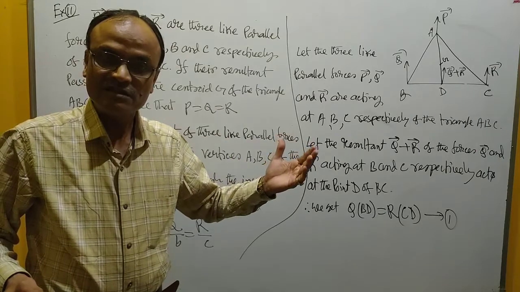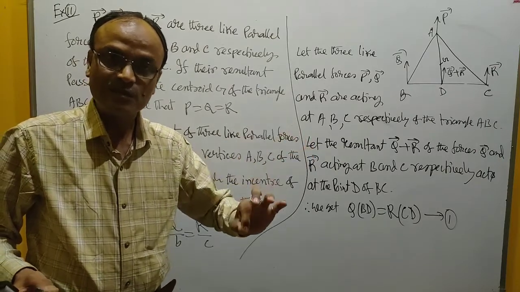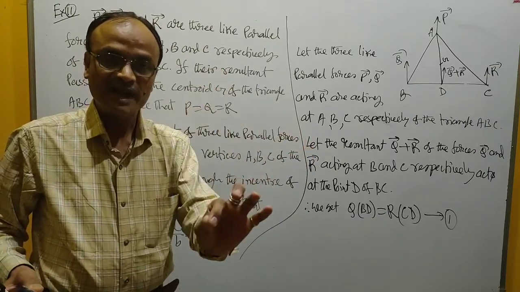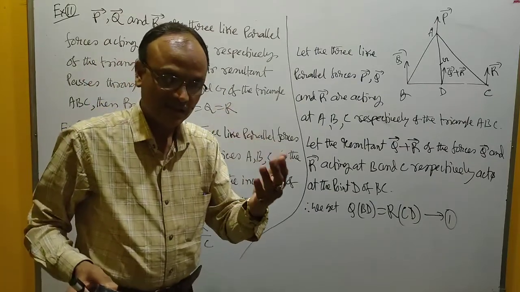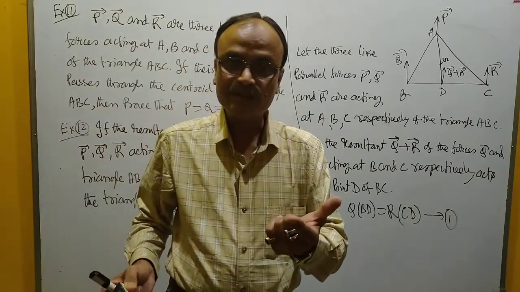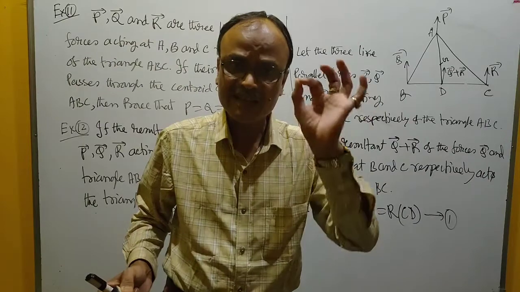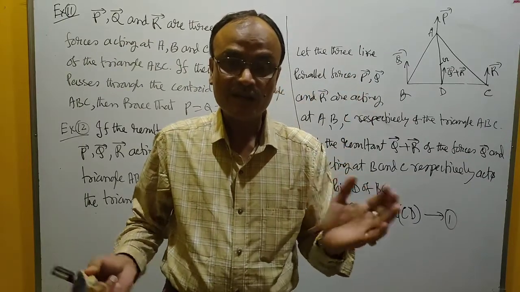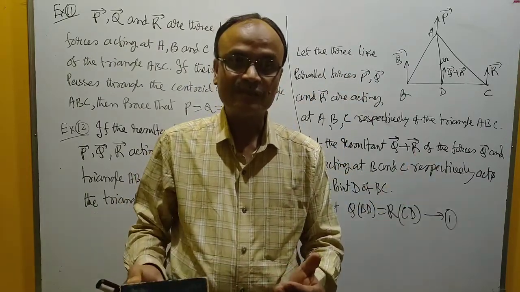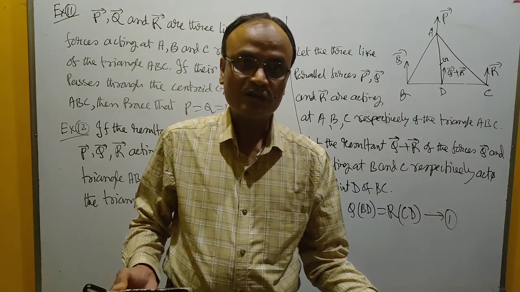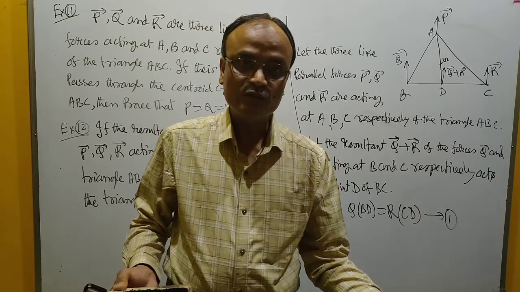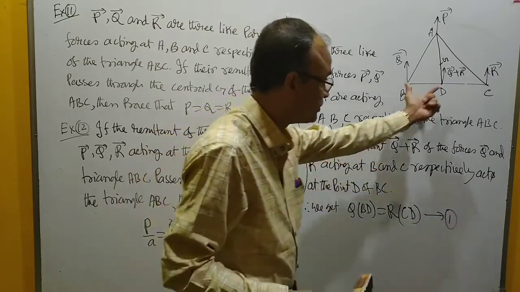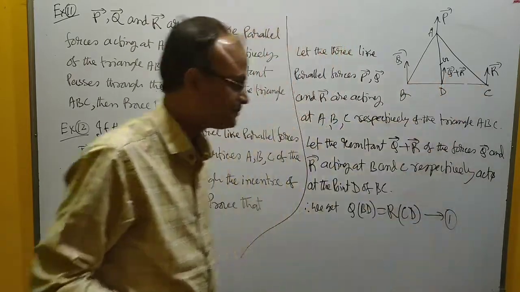The resultant of the like parallel forces Q and R acting at B and C respectively will be Q plus R, and it acts at the point D. And D is a point on BC. Therefore, we get Q into BD equal to R into CD.